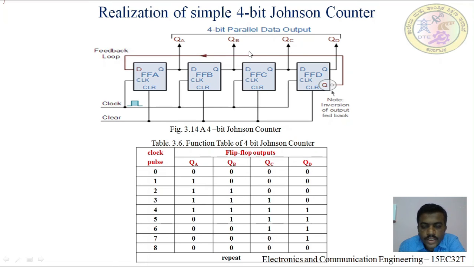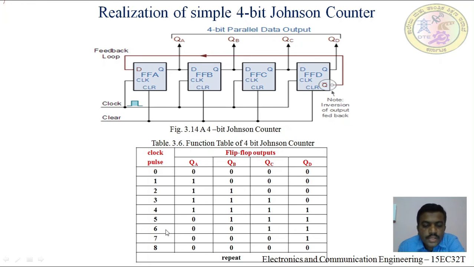The output of the third flip-flop and the output of the fourth flip-flop are set. Hence, the output QD is set, but the output QD bar is reset. This binary 0 present at QD bar output is fed back to the data input of the first flip-flop.